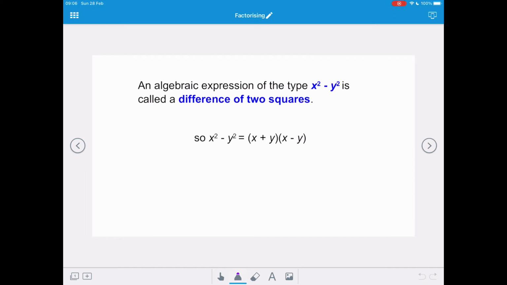An algebraic expression of the type x squared minus y squared is called a difference of two squares. Now we know that difference means subtraction, so we have two perfect squares separated by a subtraction sign. And when we factorize the difference of two squares, we get two brackets. The two terms are the square root of each term, and we have addition in one and subtraction in the other. So x squared minus y squared equals (x plus y)(x minus y).